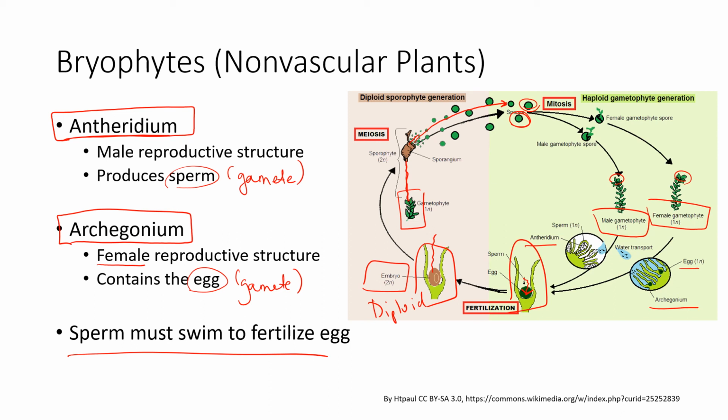So the sporophyte in this case is not the dominant generation. It is supported by the gametophyte. In every other group of plants we talk about, the sporophyte is going to be dominant. So that's one very important characteristic about the bryophytes.